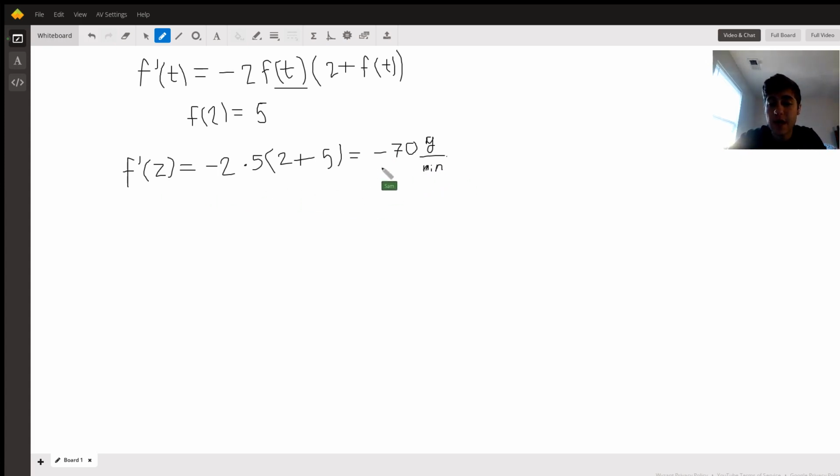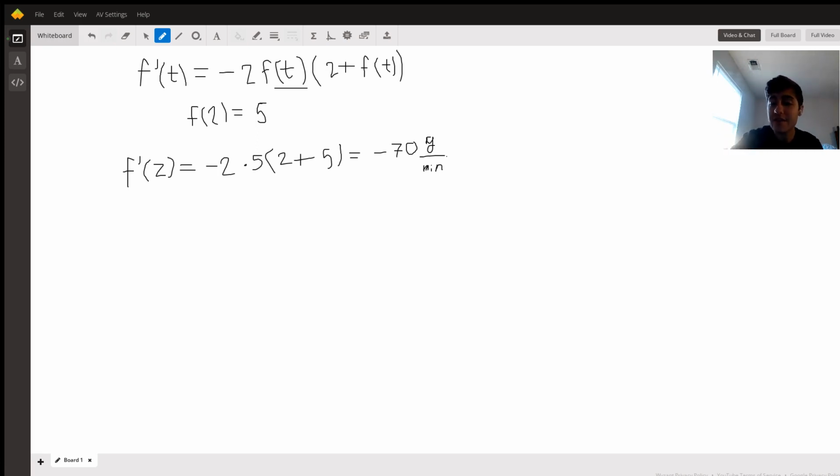and we are meant to use this rate of change at minute 2 to estimate how much of the material will be left 1 second later. So we're going to say, okay, well, if this is -70 grams per minute at minute 2, then we're being asked to figure out how much is left at minute 2 and 1 second. So our estimate could basically be that, okay, well, 1 second is a very short amount of time.